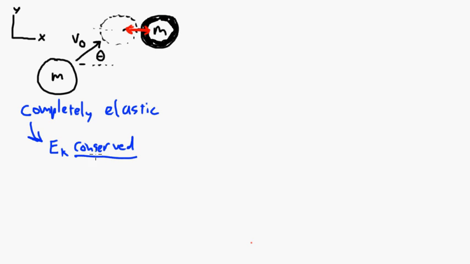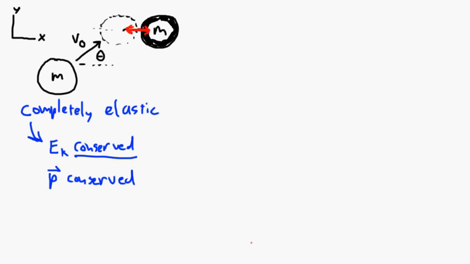The other thing we know is, because this is a collision, that momentum is also conserved. And that's a vector quantity. So this is a scalar quantity, and knowing that it is conserved gives us one equation. Momentum is a vector. And since we're dealing with a two-dimensional problem here, if we know that momentum is conserved, we actually have two equations there.